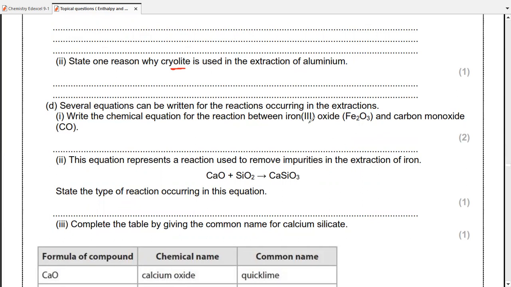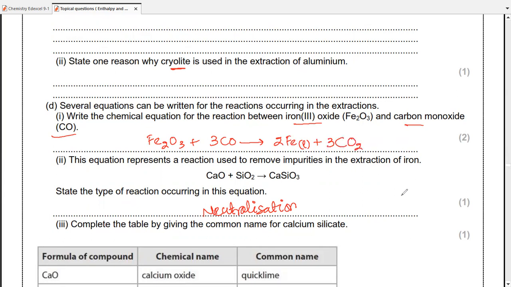Right? These are again the equations. We're done with those equations, so you know how to put it. Type of reaction, neutralization. I've already gone through this type. And this one was Fe2O3 plus 3CO giving us 2Fe, and this is molten iron, so you can write liquid, plus 3CO2. Okay, so we are already familiar with it. Can I erase it? Move on.